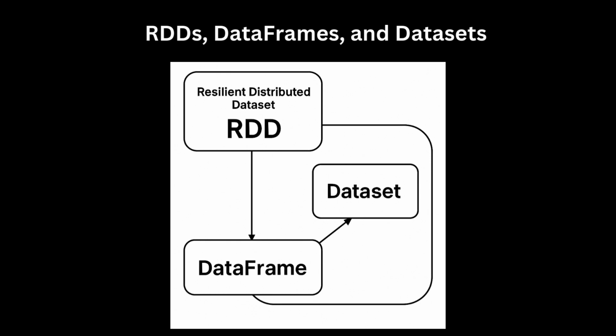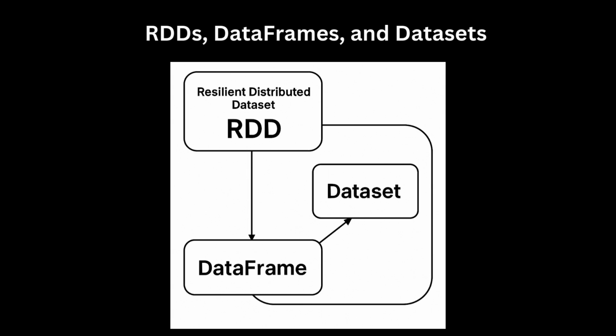In this section, let's unravel the core building blocks of PySpark: RDDs, DataFrames, and datasets. Resilient distributed datasets, RDDs, were the first abstraction introduced in Spark. They provide low-level control and are immutable collections of objects that can be processed in parallel. While powerful, they can be verbose and less optimized. Enter DataFrames, a more expressive and optimized API. Think of them as RDDs with a schema, like a table in a database. With DataFrames, you get a cleaner syntax and performance boosts thanks to Spark's Catalyst optimizer.